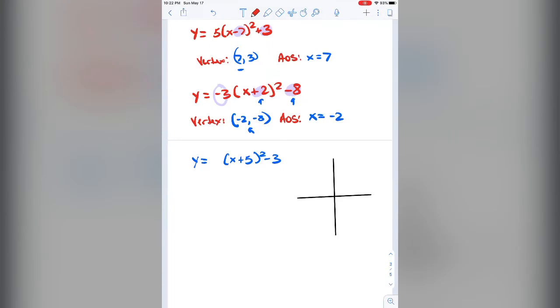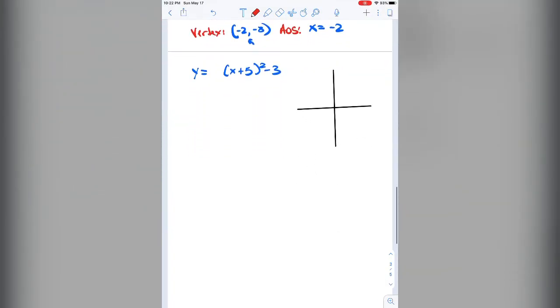Okay, so let's work off of this equation. Y equals x plus 5 squared minus 3. Again, you should be able to come up with your vertex and your axis of symmetry directly from this equation without having to do very much work at all.